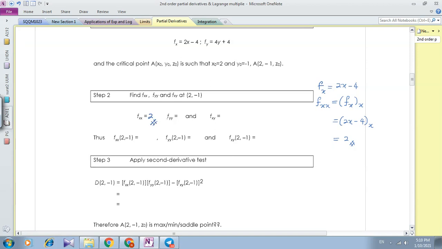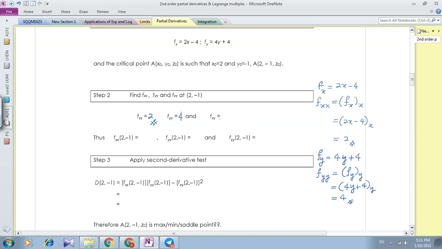Now let's find fyy. fy is 4y plus 4. So fyy means finding the partial derivative of fy with respect to y, and this is 4. So this is 4.